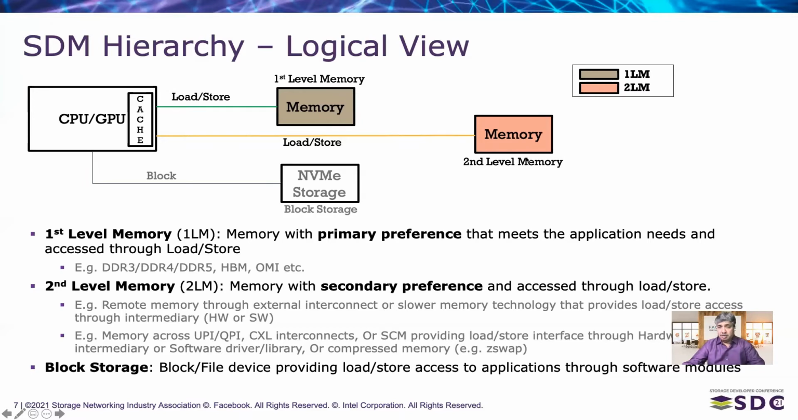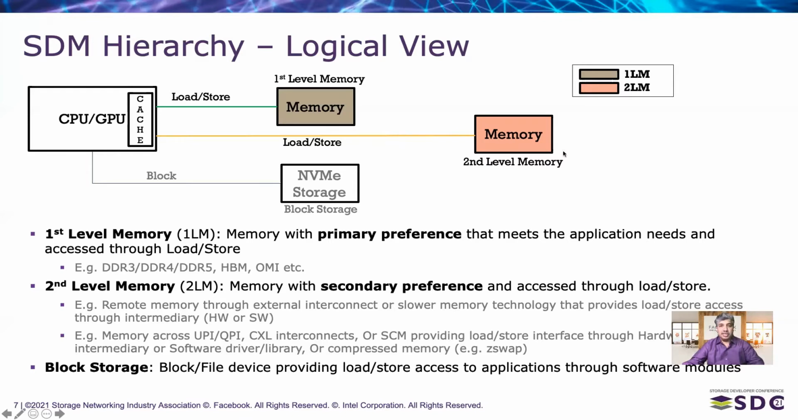Then you have second level memory. Of course, it's clear from the naming, it is memory, so it's going to be a load store interface. And it is of a secondary preference for data placement for the applications. The secondary preference could be due to different type of memory media. It could be an older generation of DRAM as compared to the first level memory, or it could be storage class memory, or it could be a different interconnect, for example, CXL, Gen Z, or any other interconnect, or it could be software abstraction like compressed memory, for example zswap, which allows you to choose between the primary and a secondary placement point of view.